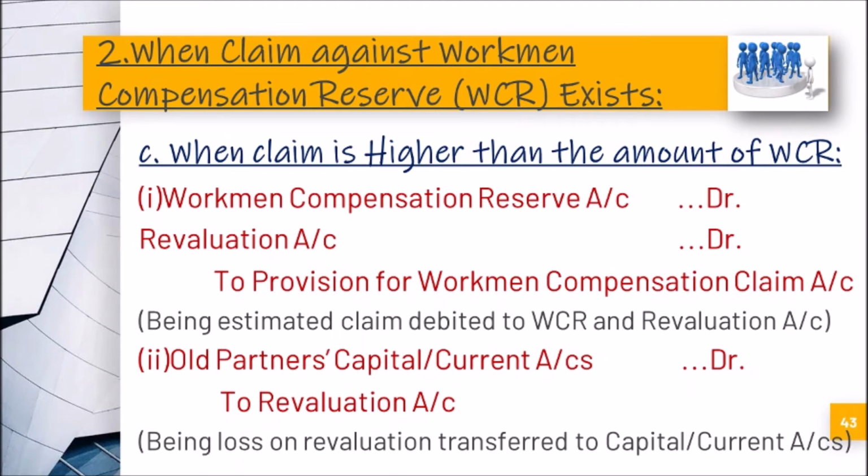All right. So workman compensation reserve account debit, revaluation account debit to provision for workman compensation claim account, being estimated claim debited to WCR and revaluation account. And now you see the second entry, old partners capital or current accounts debit to revaluation account, being loss on revaluation transferred to capital or current accounts. Alright. Okay, now let's move on.